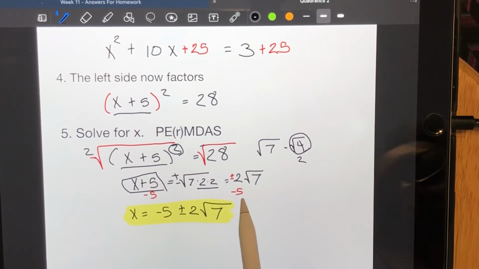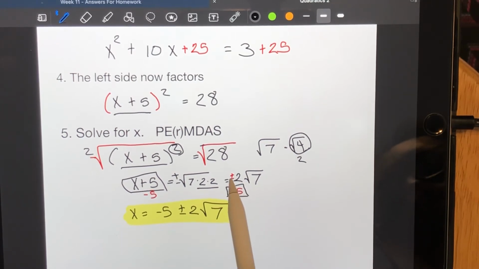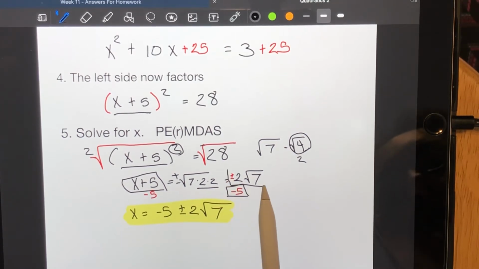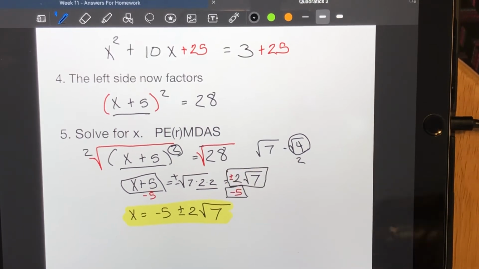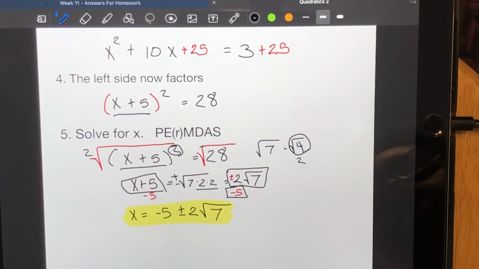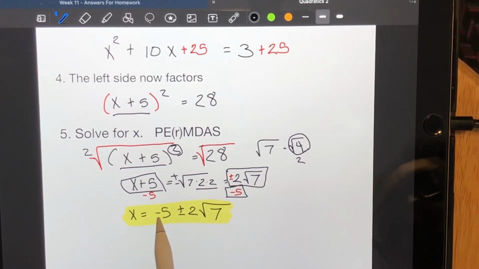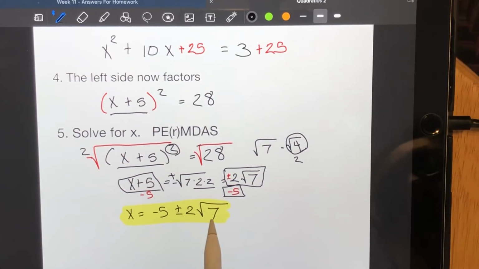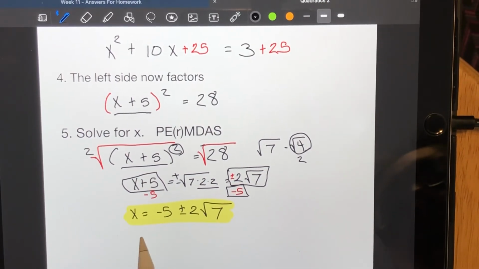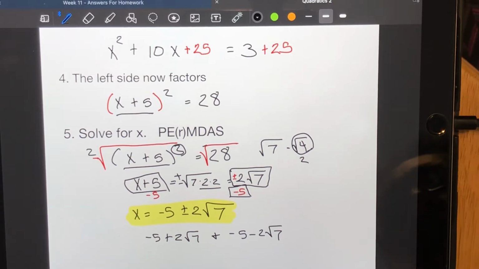Now remember, this 5 is in an integer family. This 2 square roots of 7 is in a root family. They cannot be merged all together. So we are going to write it as -5 plus or minus 2 square roots of 7. That could also be written -5 plus 2 square roots of 7 and -5 minus 2 square roots of 7.